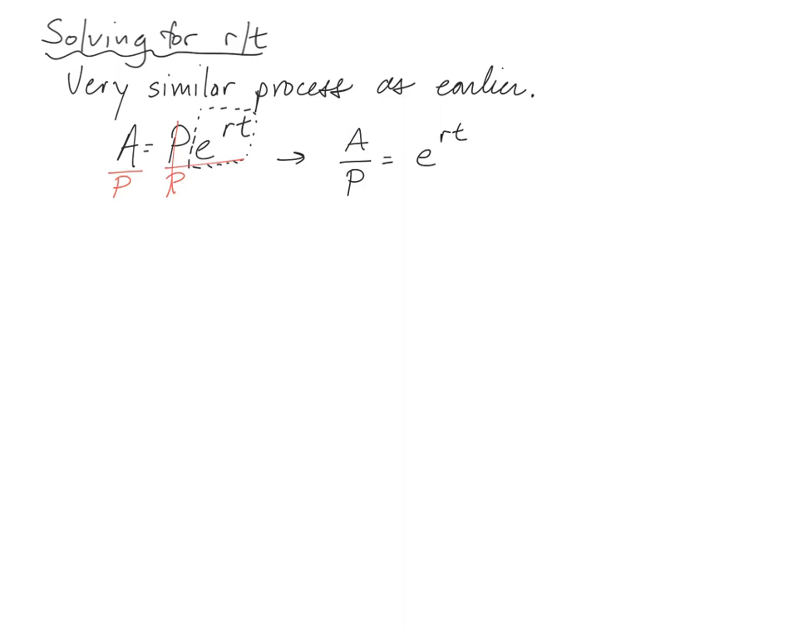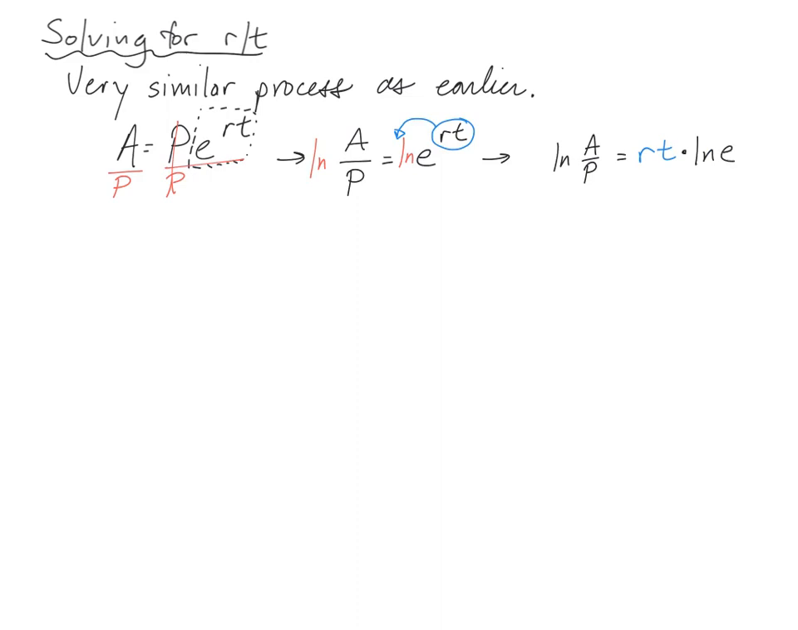Then we took the natural log of both sides to get something like this. We had the natural log of A over P equals, and then sort of simultaneously we moved the exponents to the front because that is a property of logs that we are allowed to use. So RT times the natural log of e.